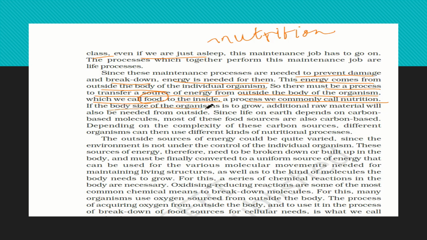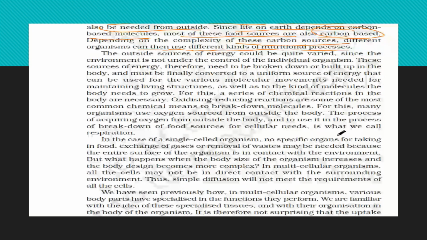If the body size of the organism is to grow, additional raw material will also be needed from outside. So what are the raw materials needed from outside? That is through the food, through nutrition. Since life on earth depends on carbon-based molecules, most of these food sources are also carbon-based. So the foods we are eating are also carbon-based. Depending on the complexity of these carbon sources, different organisms can use different kinds of nutritional processes. The outside sources of energy could be quite varied, since the environment is not under the control of the individual organism.